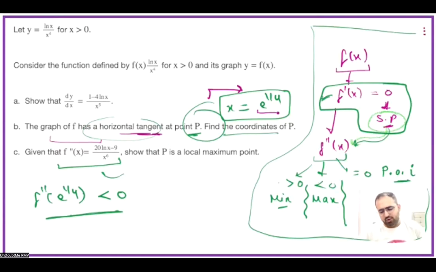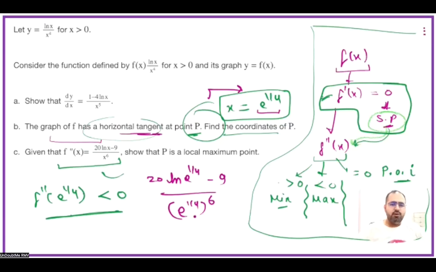If I put x is equal to e to the power 1 by 4, then 20 ln e to the power 1 by 4 minus 9 over e to the power 1 by 4 to the power 6. Denominator is positive, whatever may be the power, because e to the power whatever, fraction, decimal, negative, will always be positive. Exponential functions are always positive. So denominator is always positive.